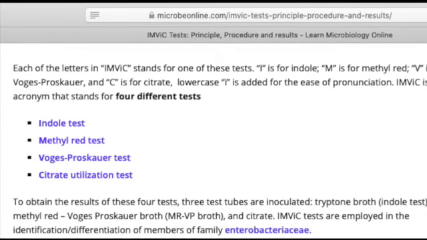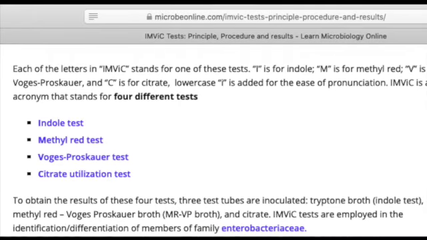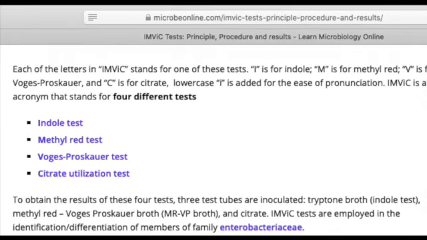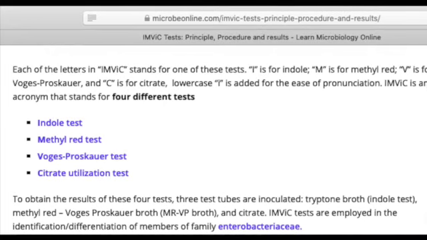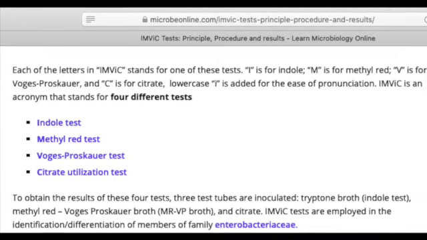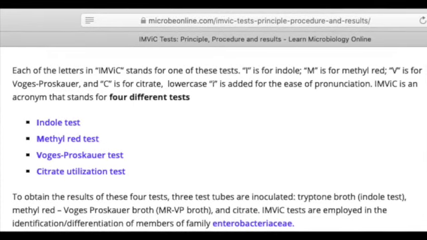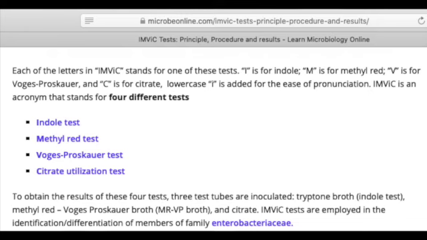So in today's lab we'll be inoculating the methyl red Voges-Proskauer broth for some of these tests, and then there is this completely different media that we'll use for the citrate utilization. We'll do that in another lab.